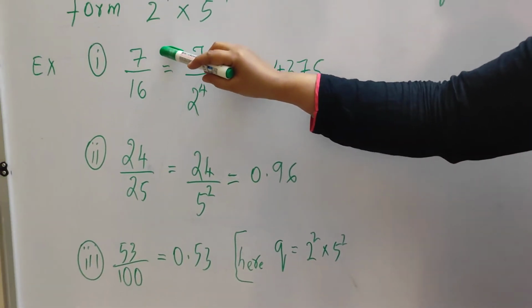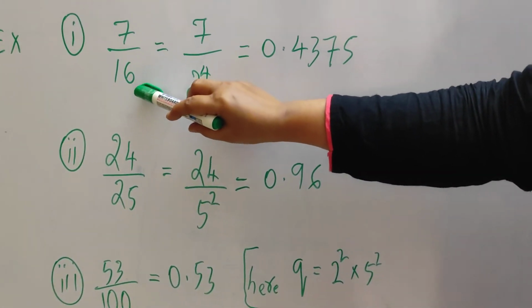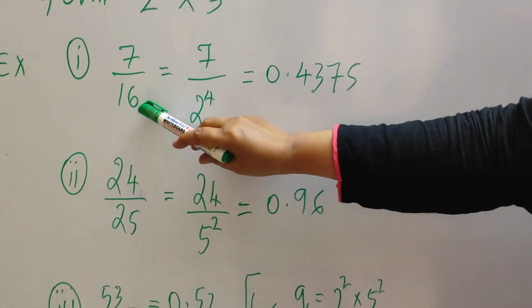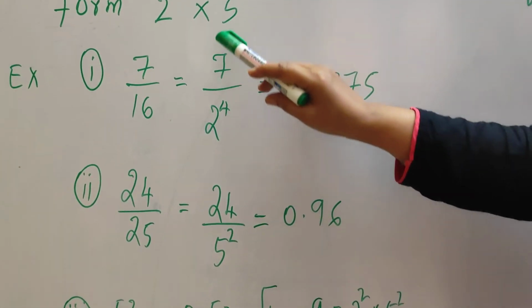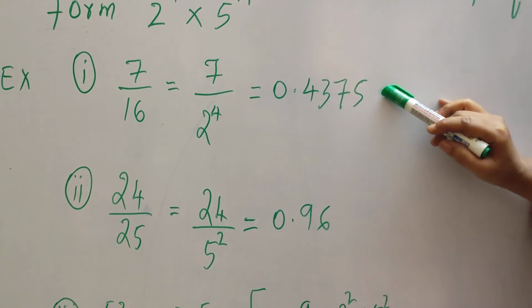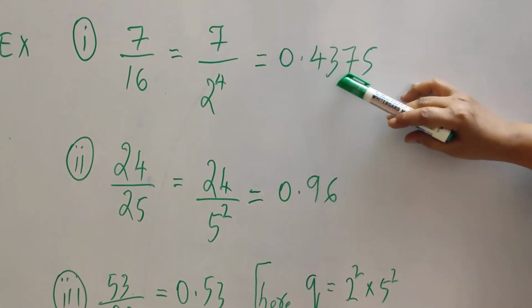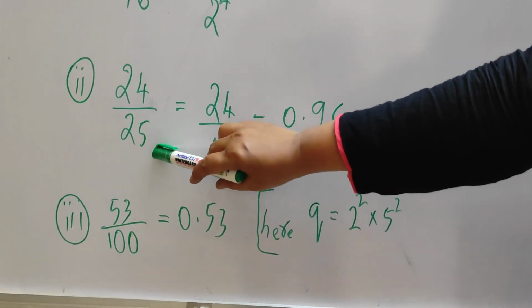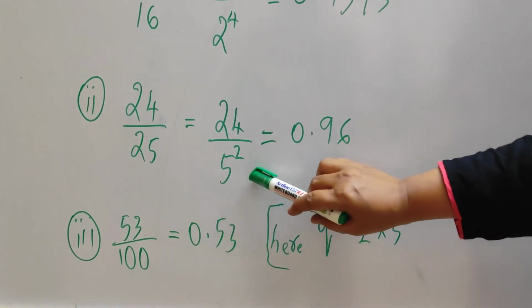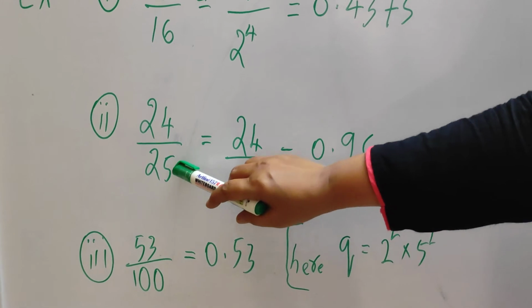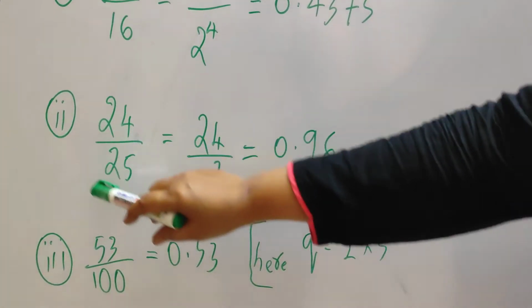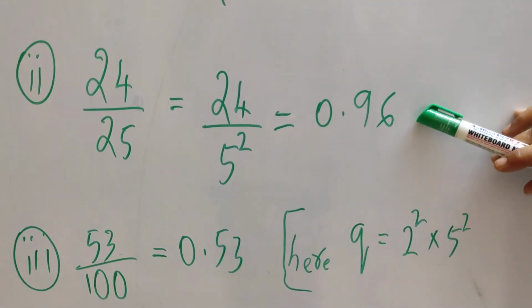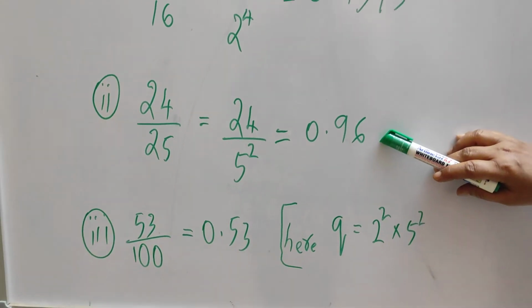Say for example 7 by 16. 16 is a multiple of 2, right? You can write it as 2 power 4. So when you divide this and check, you get a terminating decimal 0.4375. Now you come to another example, 24 by 25. 25 is a perfect square, that is 5 square, right? So this is also a multiple of 5. When you divide these two, you get again a terminating decimal, that is 0.96.